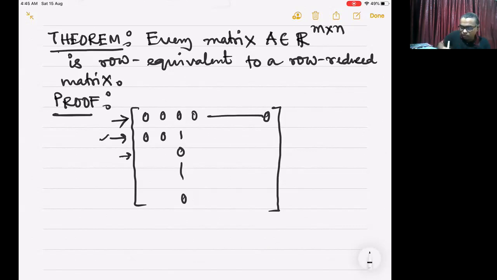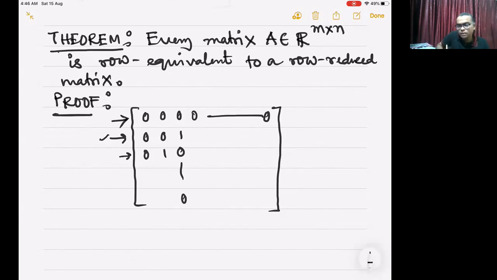Now I move to row number 3. In row number 3, once again I start scanning. If I get all zeros, then I move to row number 4. But suppose I encounter a non-zero entry here. If there is a non-zero entry, once again I can make it 1 by doing an elementary row operation.